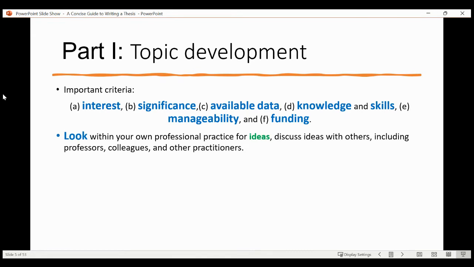All right, other suggestions here. Look within your own professional practice for ideas. Discuss these ideas with your peers, your colleagues, even your students. Why not? Discuss this with your students, especially if you want to engage your students in your study. Ask them whether this topic is good or not good. Consult your committee members, for example your advisor, practitioners. When you discuss one topic with all the people around you, believe me, you will have many ideas, many excellent topics that are researchable.